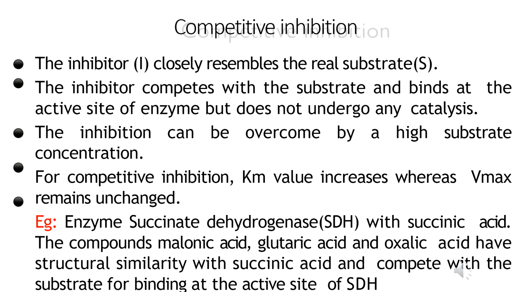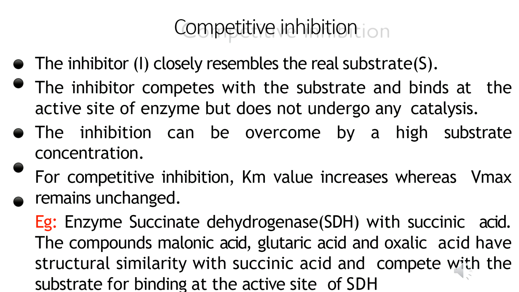As an example, the enzyme succinate dehydrogenase with succinic acid. So the compounds malonic acid, glutaric acid and oxalic acid having the structural similarity with this, okay, with succinic acid and compete with the substrate for binding at the active site of SDH. That means ഇപ്പം നമ്മുടെ enzyme is succinate dehydrogenase, അതിൽ ബൈൻഡ് ചെയ്യാനുള്ള അല്ലെങ്കിൽ കോമ്പറ്റേറ്റ് ചെയ്യുന്ന inhibitors are the malonic acid, glutaric acid and oxalic acid. The real substrate is succinic acid.